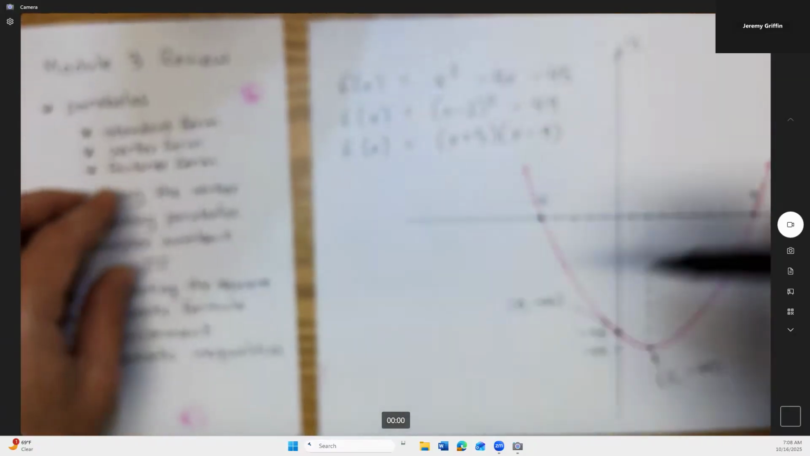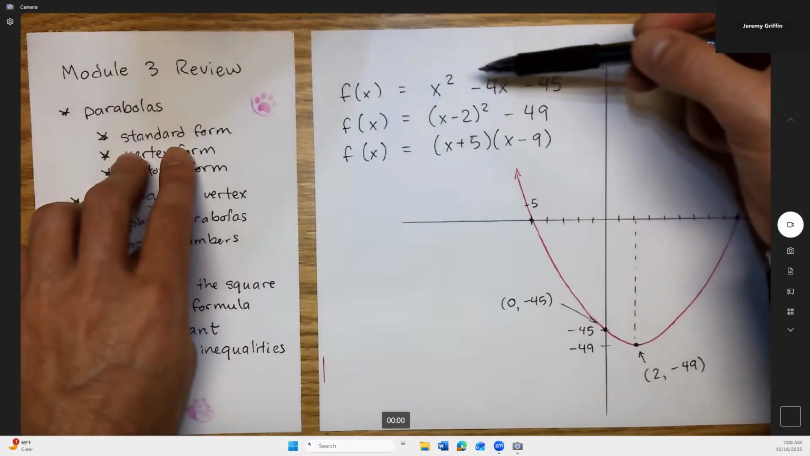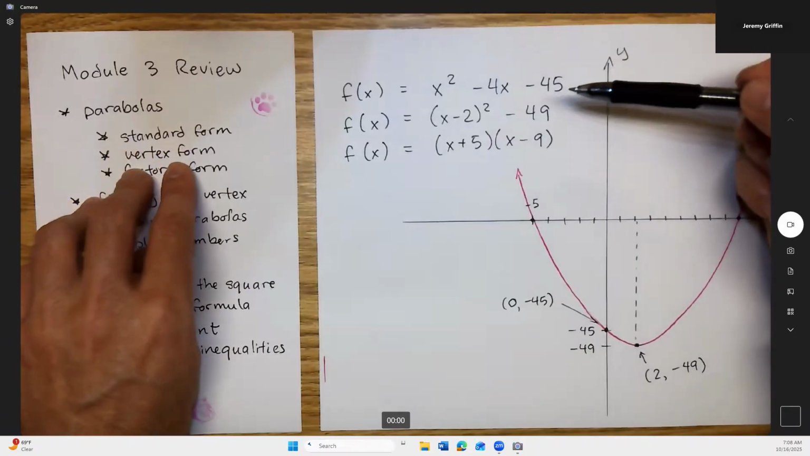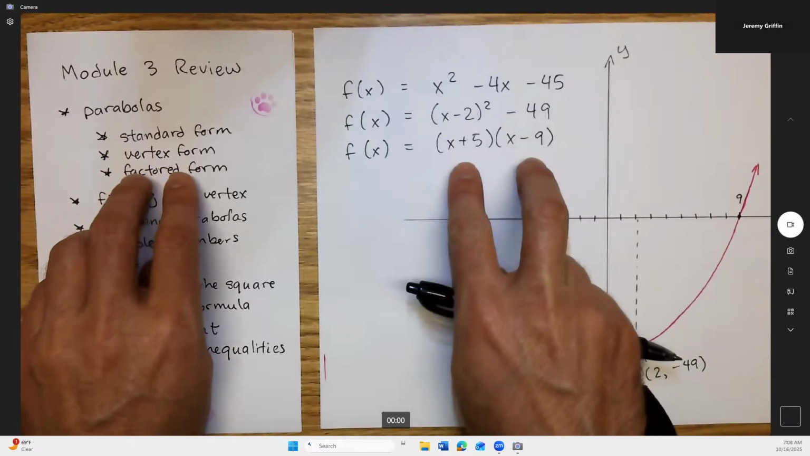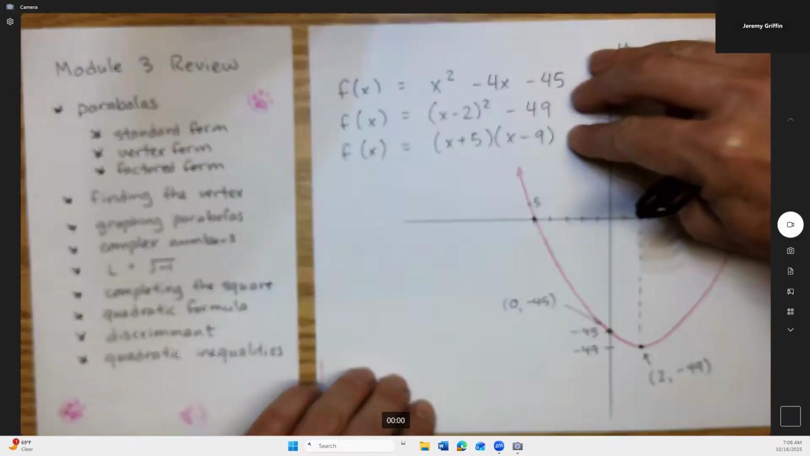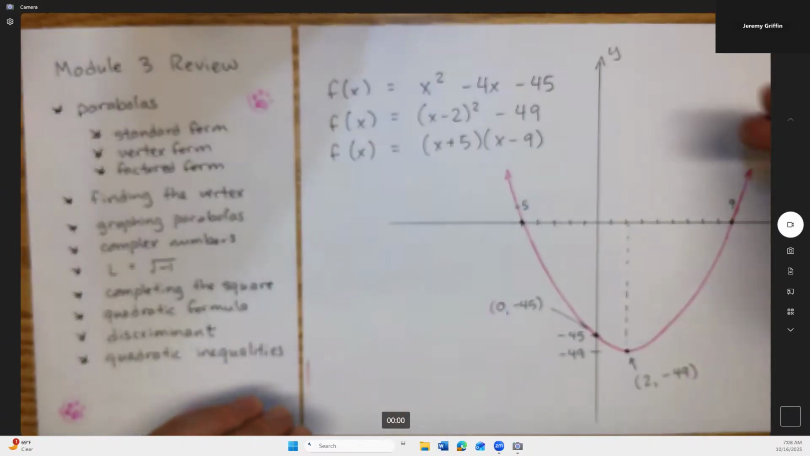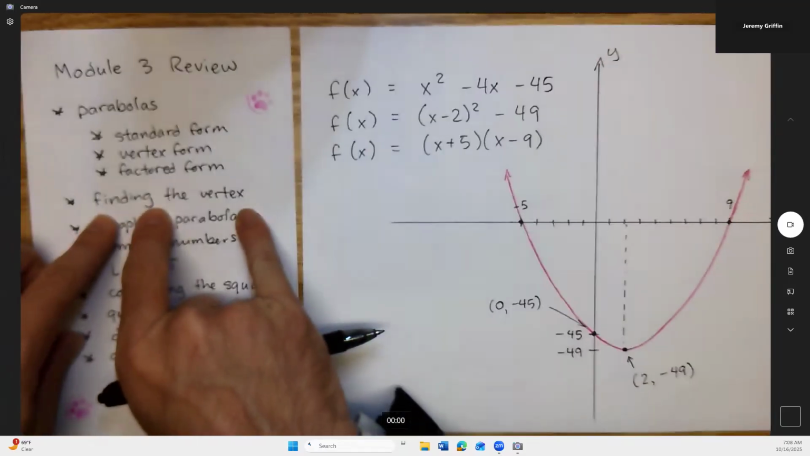Now, what are equations you can use to model parabolas? Well, this is called standard form. It takes the form ax squared plus bx plus c, or f of x equals, or y equals. Then there's vertex form, where you can quickly identify the vertex. It looks like this. And then there's this factored form. These three functions right here are actually all the same function, and I went ahead and graphed it ahead of time. It looks like this, and I'll show you how to take each one of these and make it look like this.